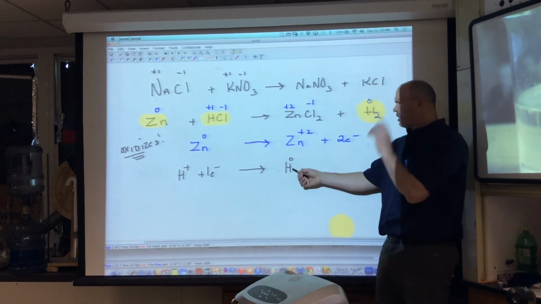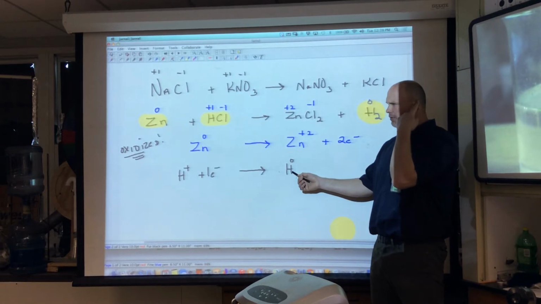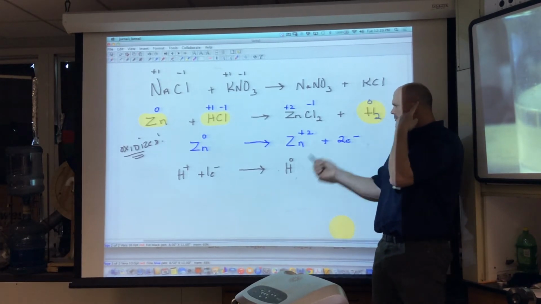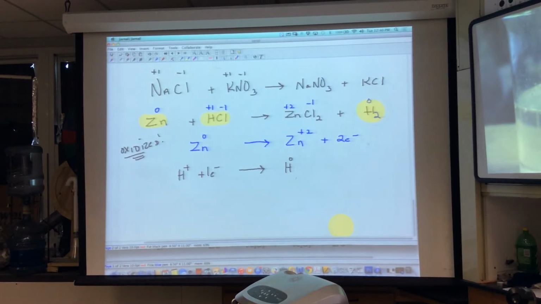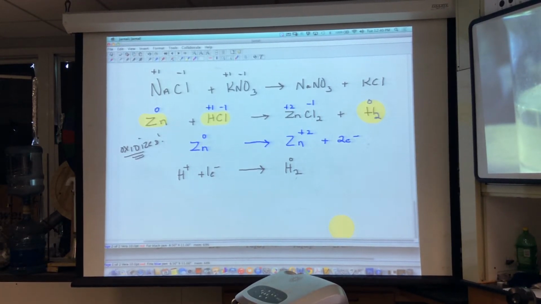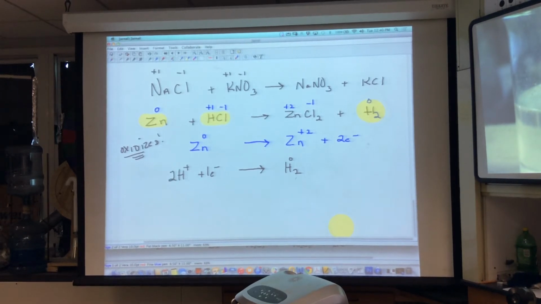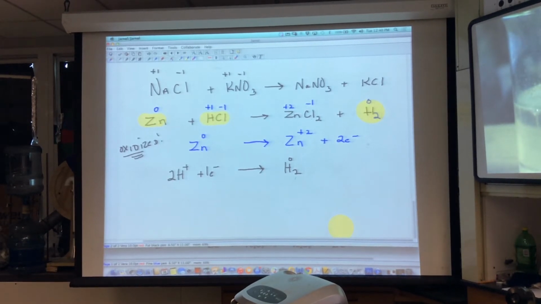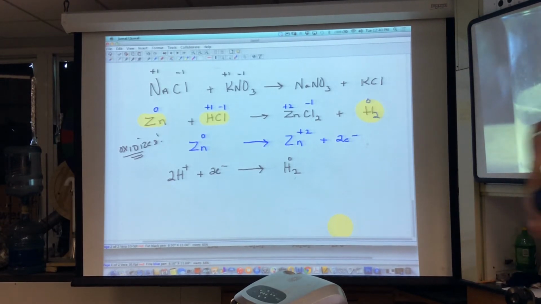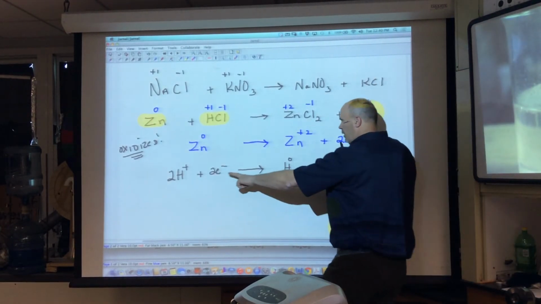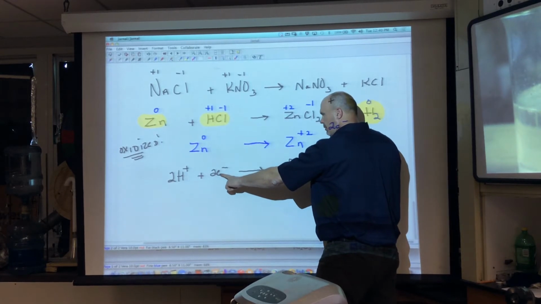Because really, H0 doesn't hang out by itself. Really, it bonds with itself to become H2. That's what you're seeing fizzing. Okay? And because I have two H's on this side, I have two H's on this side. This becomes plus 2. How many electrons are involved? 2 electrons. And notice something, party people. This is very important. The electrons are balanced. Okay?